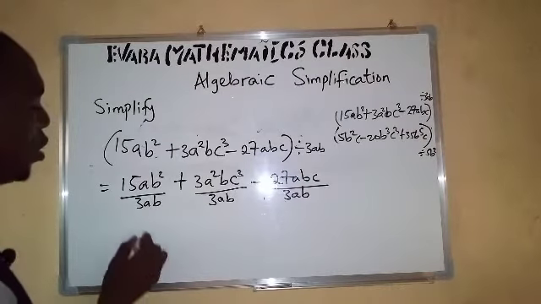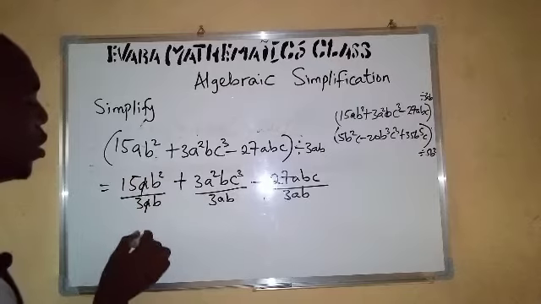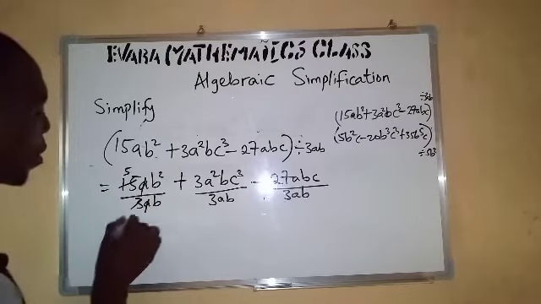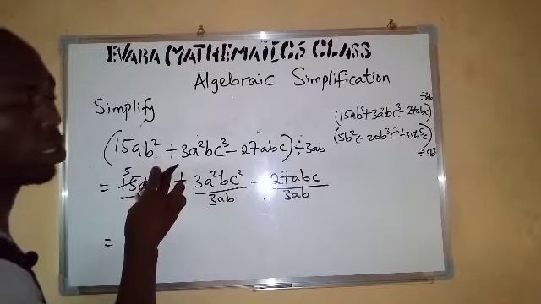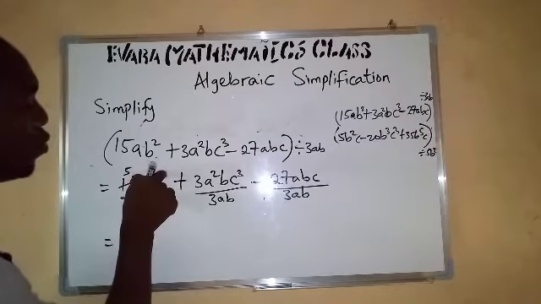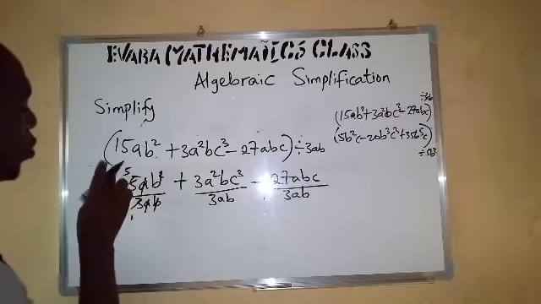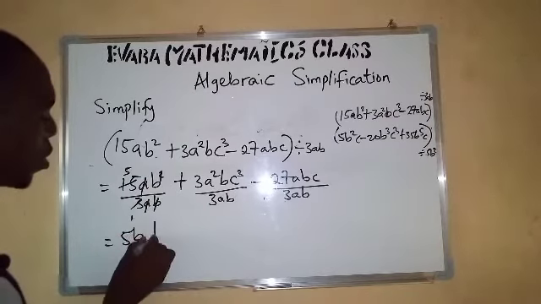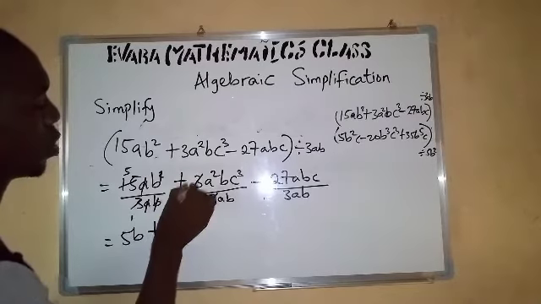So let's cut the like terms. a cancels a. 3 here 1, 3 in 15 is 5. We have b raised to the power 2 here, and here is b raised to the power 1. So if we take 1 from these 2, we'll be left with 1b. So this one will now be remaining 5b.